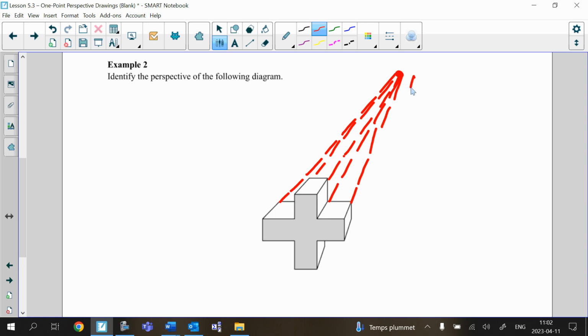And that tells us that, because the vanishing point is above, we're looking at this object from above, and because it's to the right, we're looking at it from the right. We're going to do that tomorrow in class. So we'll finish the unit tomorrow.